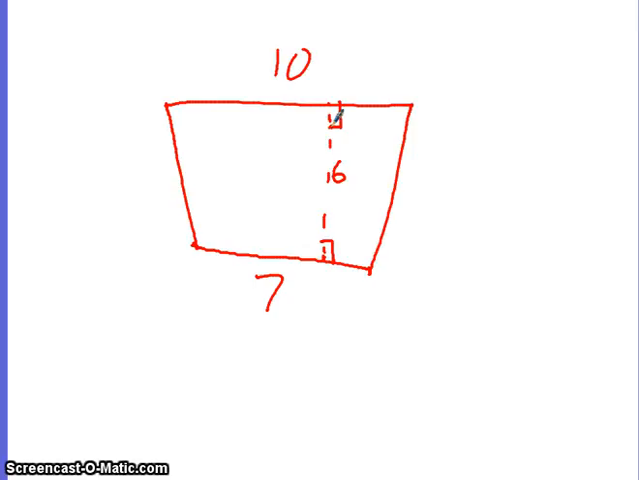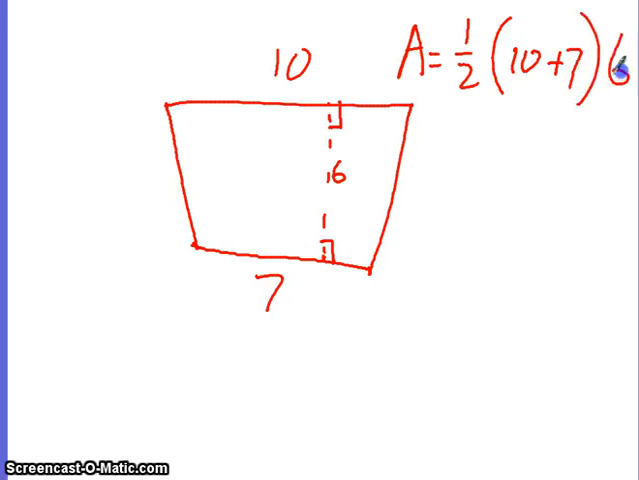All right, so using that formula, I would do A equals 1/2 times 10 plus 7 times 6. Because I did 10 for my first base. My second base was 7. I'm going to add those two up, which is, what's 10 plus 7? 17. I'm going to divide that by 2. Or I could divide by 2 later. Because 17 is not an even number, is it? So let's wait on that.